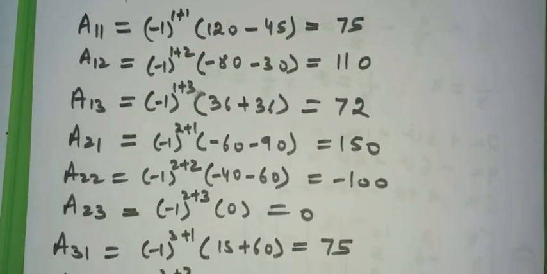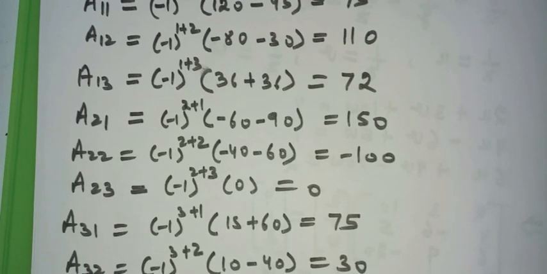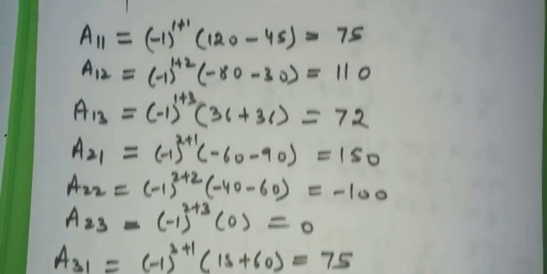How to find the minors and cofactors? If you are not clear about this, then students, you can refer to my previous videos on minors and cofactors, and you will find the link in the description box. So I have found all the minors of all the elements.